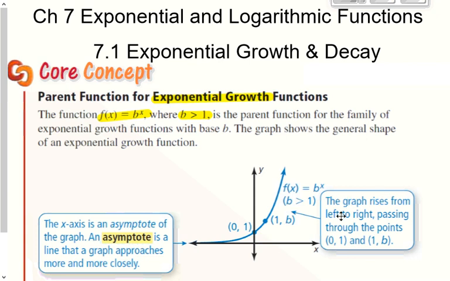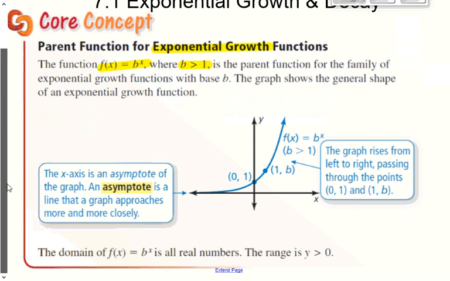The graph rises from left to right, passing through points (0, 1) and (1, b). So no matter what the b value is, it'll always hit (0, 1) right here. And then whatever the b value is will be the y value of this other coordinate, (1, b). So let me move that up just a little bit for you.